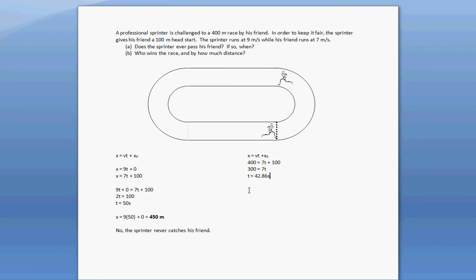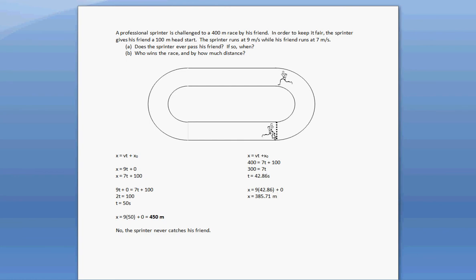So this is how long it's going to take for his friend to reach the position of 400 meters. All right. So let's see how far this guy gets in that same time, this 42.86 seconds. How far has he gotten? So this is for the sprinter. So his position is equal to 9 times 42.86, so that's 385.71 meters.